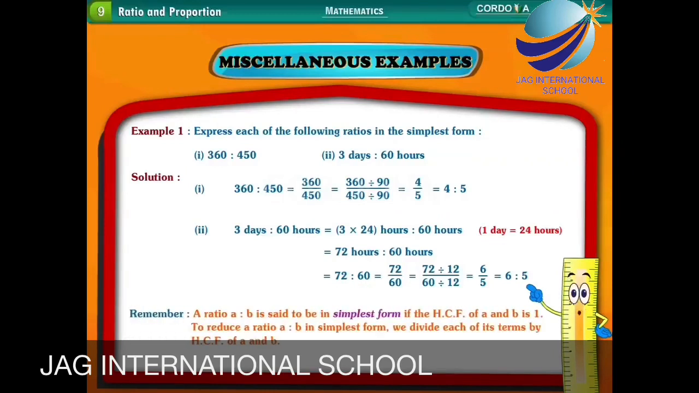Remember, a ratio A is to B is said to be in simplest form if the HCF of A and B is 1. To reduce a ratio A is to B to simplest form, we divide each of its terms by the HCF of A and B.